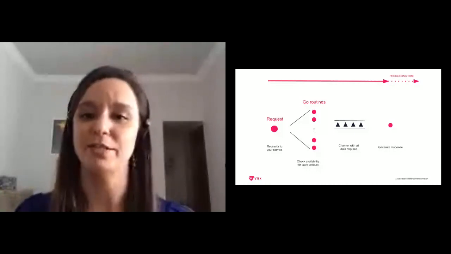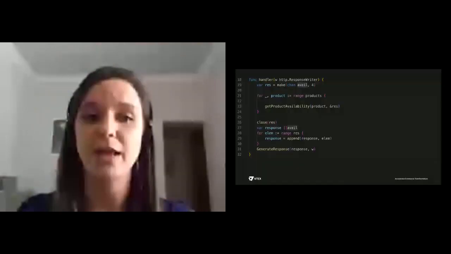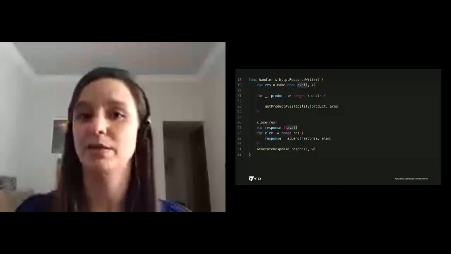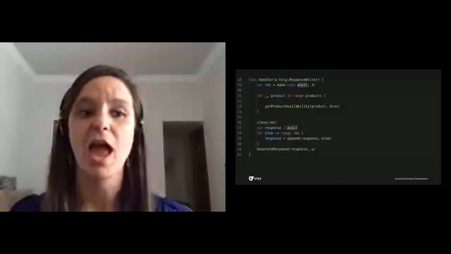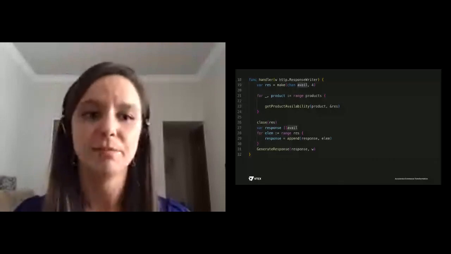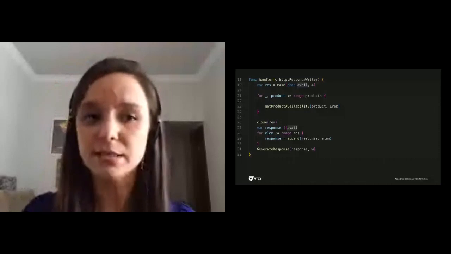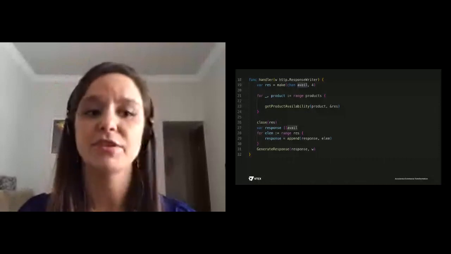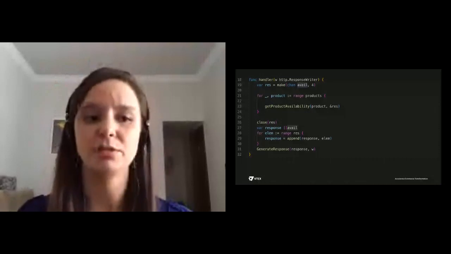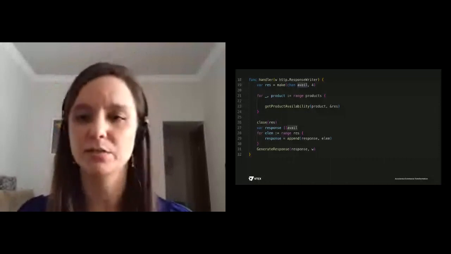Suppose we have this piece of code here. You may see at the beginning that I'm defining the channel expressed by the keyword chan. And for each product, I'm checking the availability. Also, I close the channel at line 26. And after, I process all the responses into generating a response for my request.